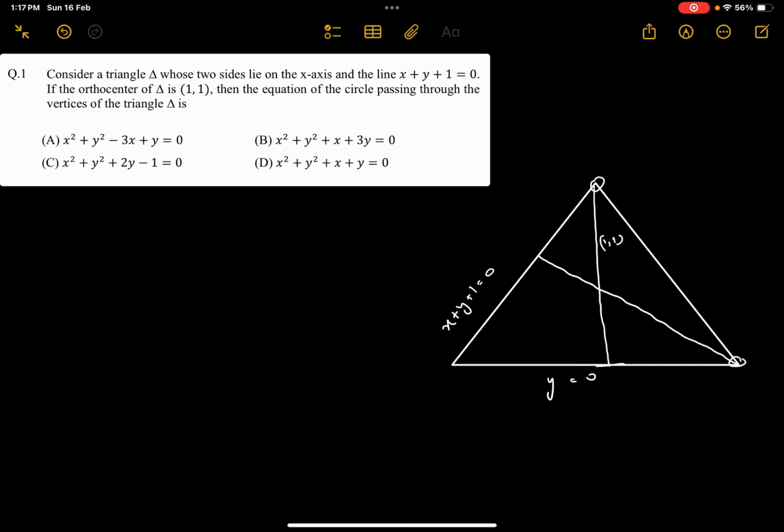This is y equals to 0. So this line is x equals to 1. Solving this line with this line, we will get this vertex as 1 comma minus 2. Similarly, this line is x plus y plus 1 equals to 0.